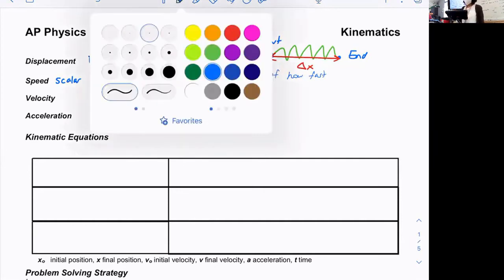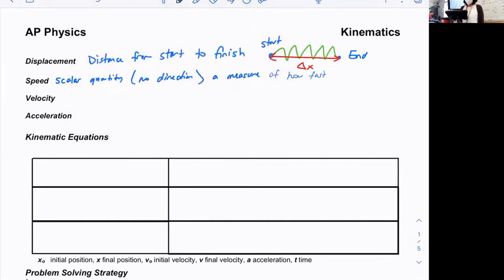Maybe we'll compromise. Okay, velocity. This is a vector quantity. And this is how fast in a given direction. And acceleration is how quickly the velocity is changing.